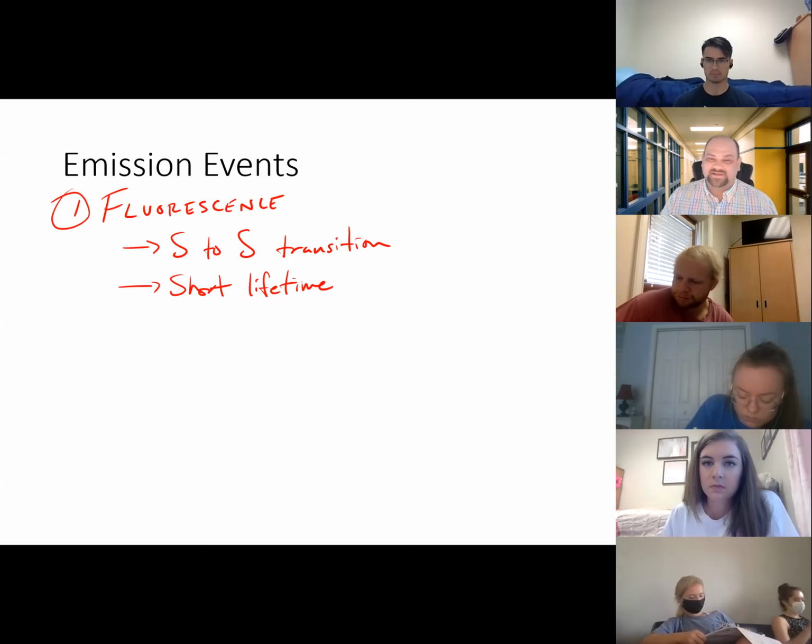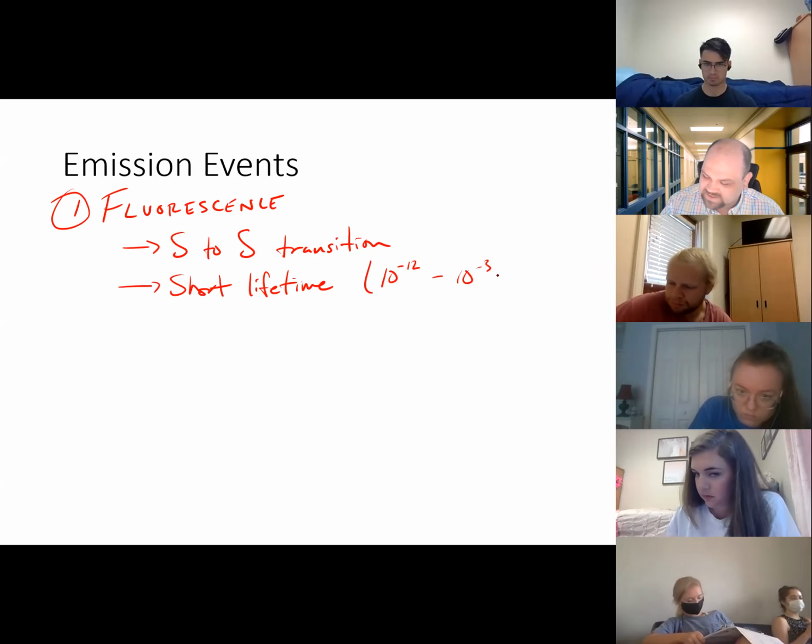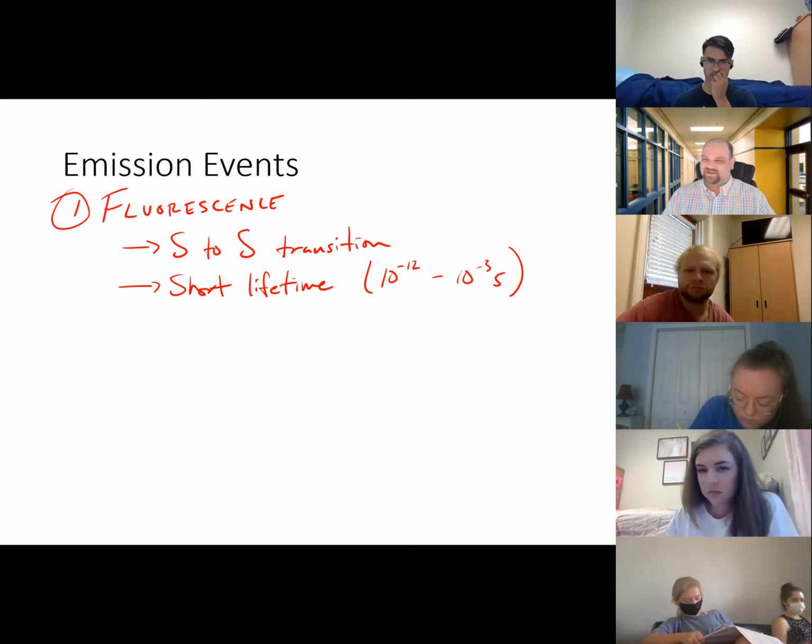When you turn on a fluorescent light bulb, right, it starts pretty quickly. When you turn off a fluorescent light bulb, it's also off pretty quickly, right? It doesn't linger a whole lot. And so generally speaking, when we talk about short lifetimes, we're talking about anywhere from the range of 10 to the minus 12 seconds all the way up to 10 to the minus 3 seconds, right? And so these can be really fast transitions, or they can be just sort of fast transitions, right? A millisecond is still a pretty short period of time.